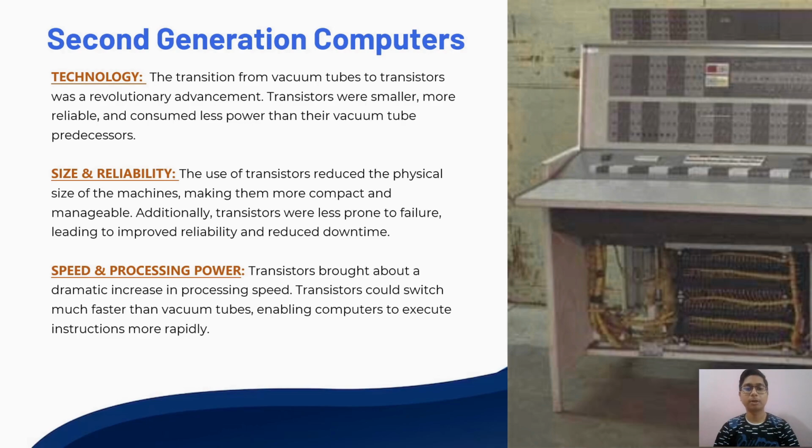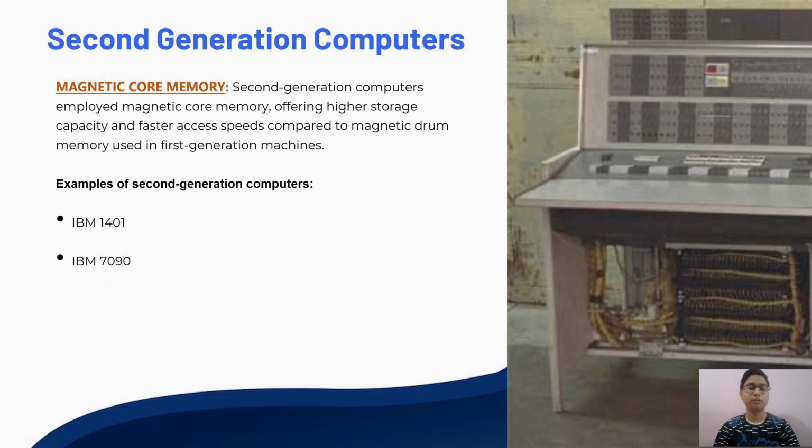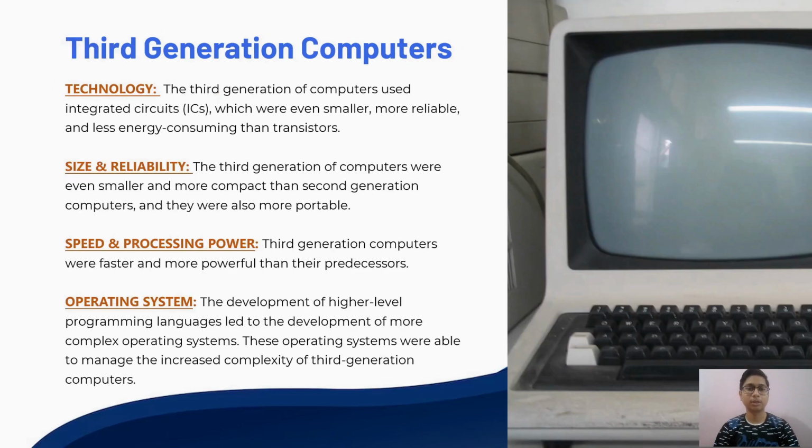Speed and processing power. Transistors brought about a dramatic increase in processing speed. They could switch much faster than vacuum tubes. Magnetic core memory. In second generation computers, magnetic core memory was deployed, offering high storage capacity and faster access speed. Examples of second generation computers are IBM 1401 and IBM 7090.